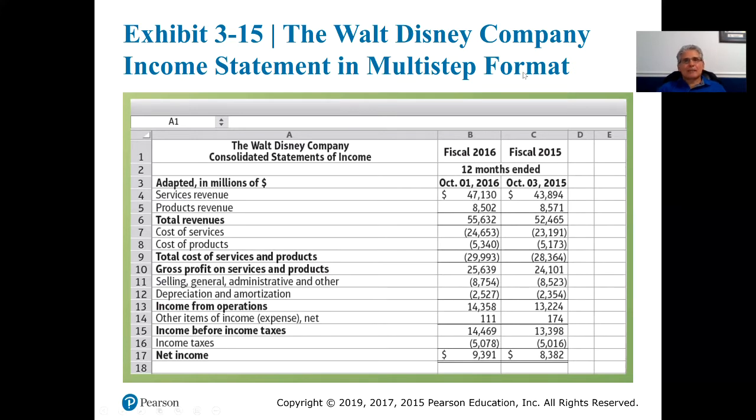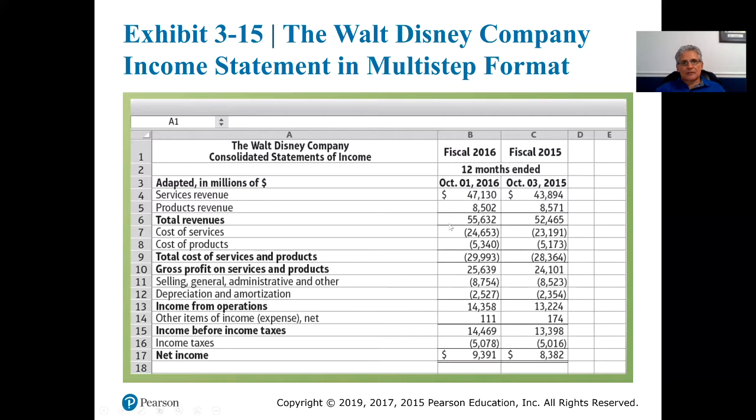A multi-step format is going to be used primarily for companies that have cost of goods sold, products that they sell. So as an example, Walt Disney Company, first you have service revenue. You break it down showing more specific service revenue and product revenue. You get total revenues.